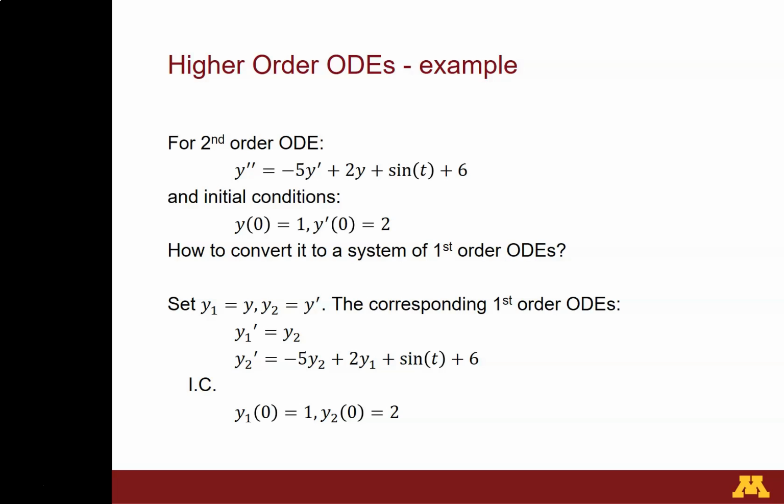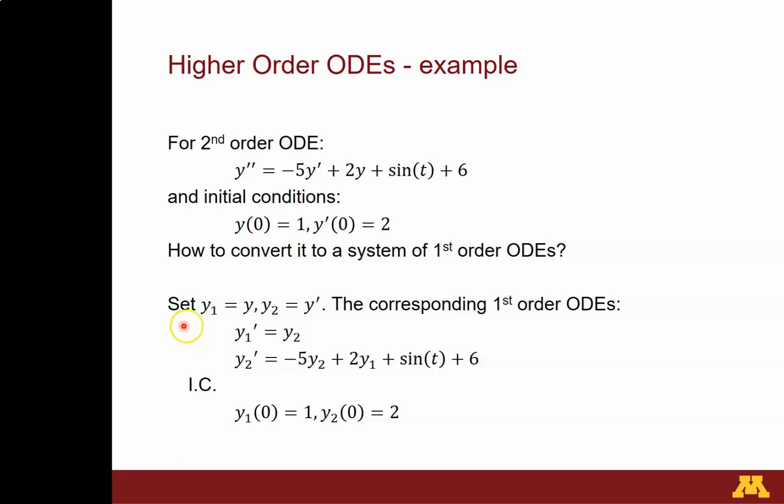Here is an example of the higher order ODEs. Look at this. This is a second order ODE. We usually need to convert this to first order first, given the initial condition. Since it is second order, usually there are two initial conditions given. For the third order ODEs, there will be three conditions. So how to convert it to the first order ODEs?